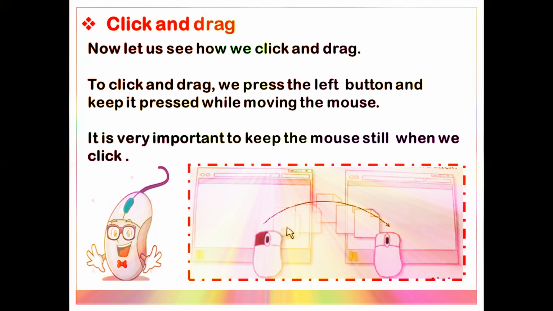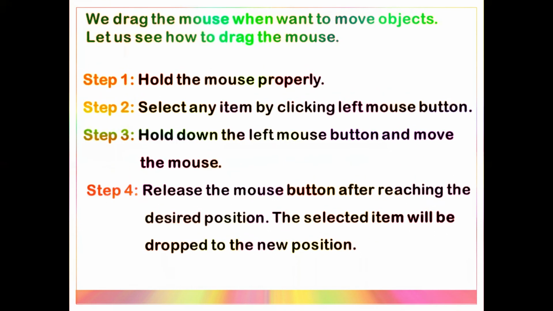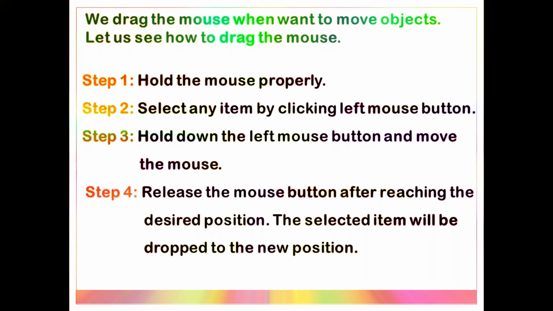This is how a particular item is dragged or moved. I have already explained: hold the mouse properly. Select an item by clicking or by pressing the left mouse button, then hold down the left mouse button and move the mouse. Release the mouse button after reaching the desired position. The item that was selected will be dropped at this position. That is, we have moved that item from one place to another.